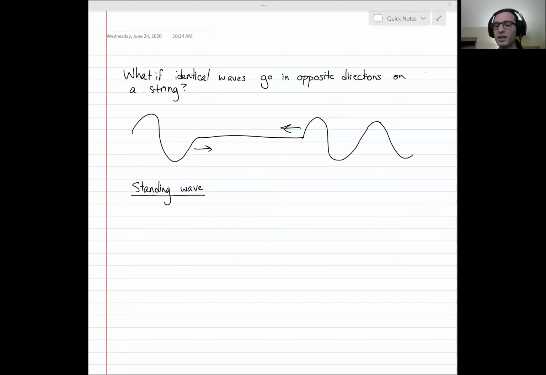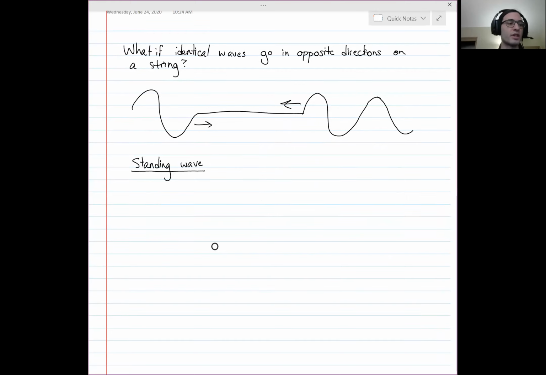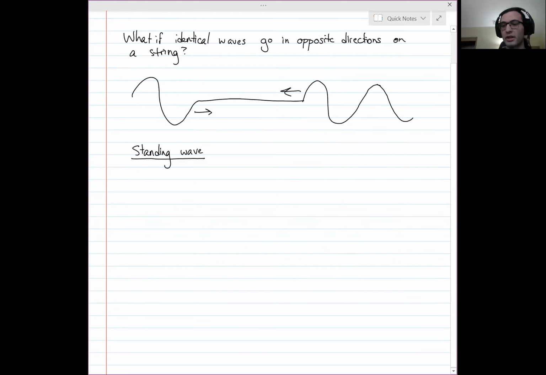So let's try to characterize what a standing wave is mathematically. We do that by writing down an equation or a wave function for the standing wave. So mathematically, what do we have?